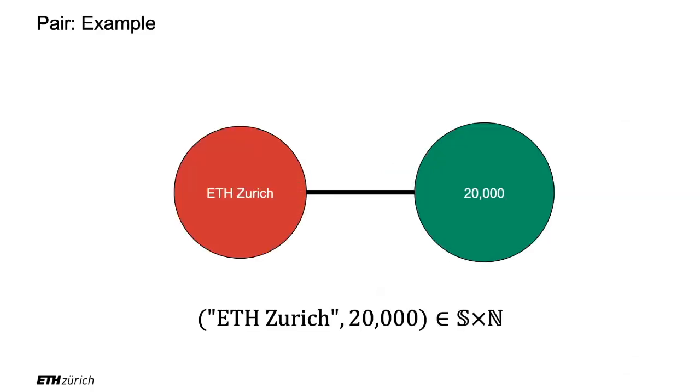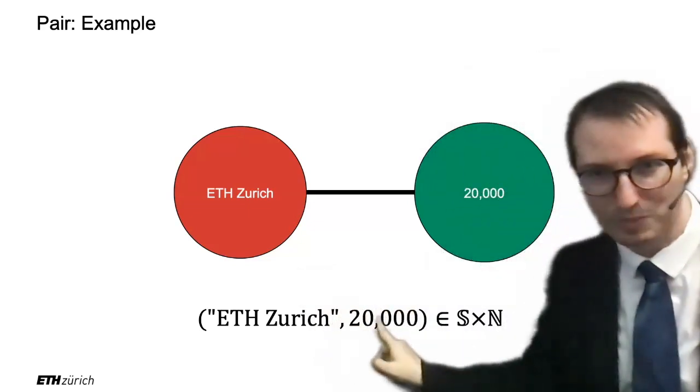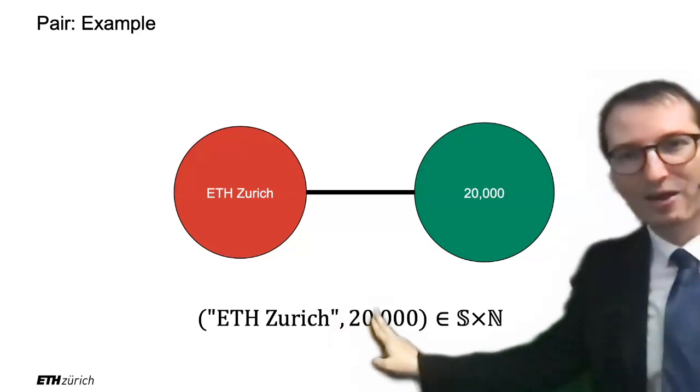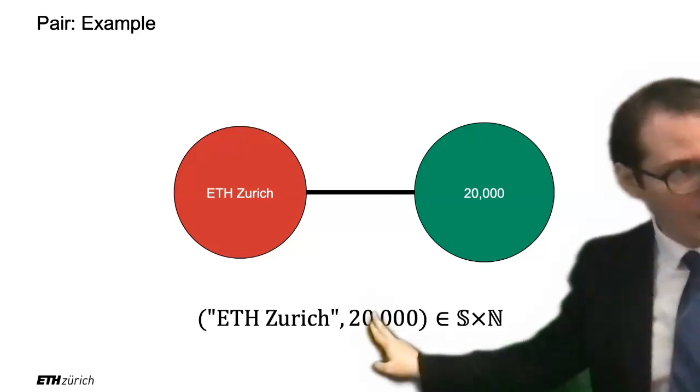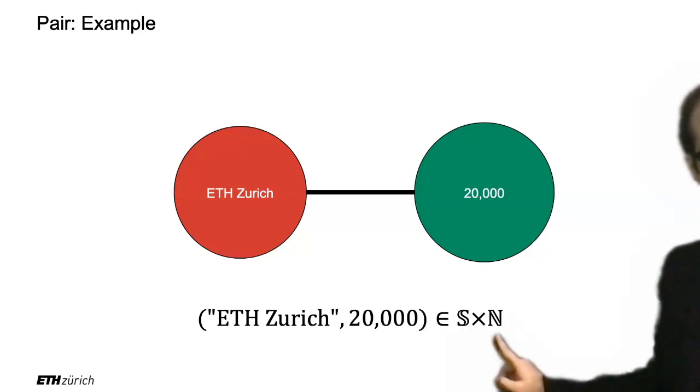This is an example. If I take the Cartesian product of the set of strings and the set of non-negative integers, then ETH Zurich, 20,000, maybe that was confusing here. I should remove that comma. This is the comma that separates the pair. Here it's just the thousands separator. Maybe I should remove it, right? So like this, we have ETH Zurich and 20,000. That's made of two elements. This is a pair that is taken from the Cartesian product of S and N.